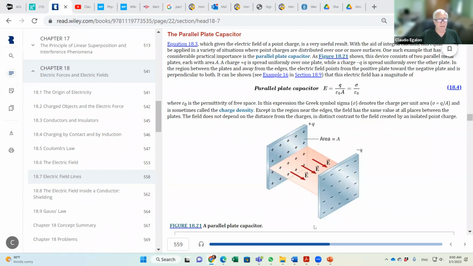You can also remove the other one, and you're still going to have a uniform field to the right and to the left of this plate. But if you insert another negative plate here, the electric field is going to be uniform between the plates and it's going to be 0 outside the volume of those 2 plates.